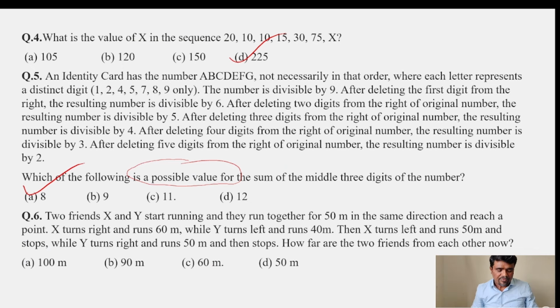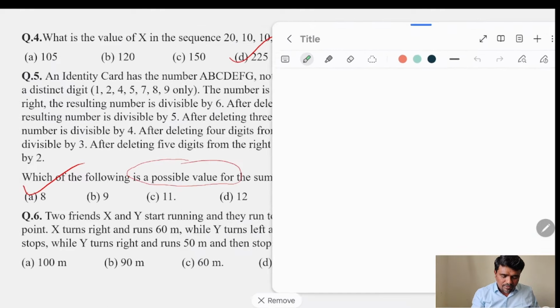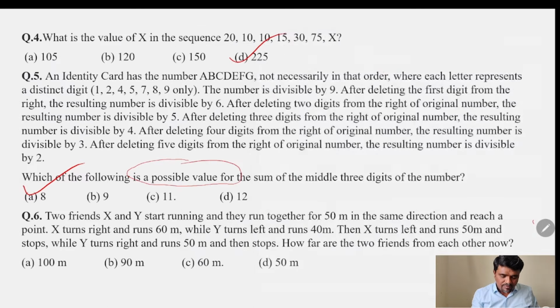Question number 6. It is based on directions. Simple question. Every year we get one or two questions. Don't miss this question. Okay, it is the easiest question. Let me read it first.